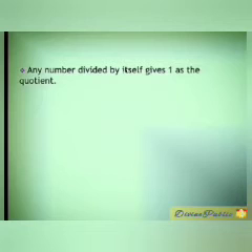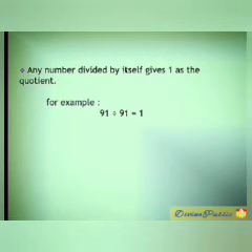The third property is, any number divided by itself always gives 1 as the quotient. For example, 91 divided by 91 should be 1. Otherwise, 23 divided by 23 should remain 1.